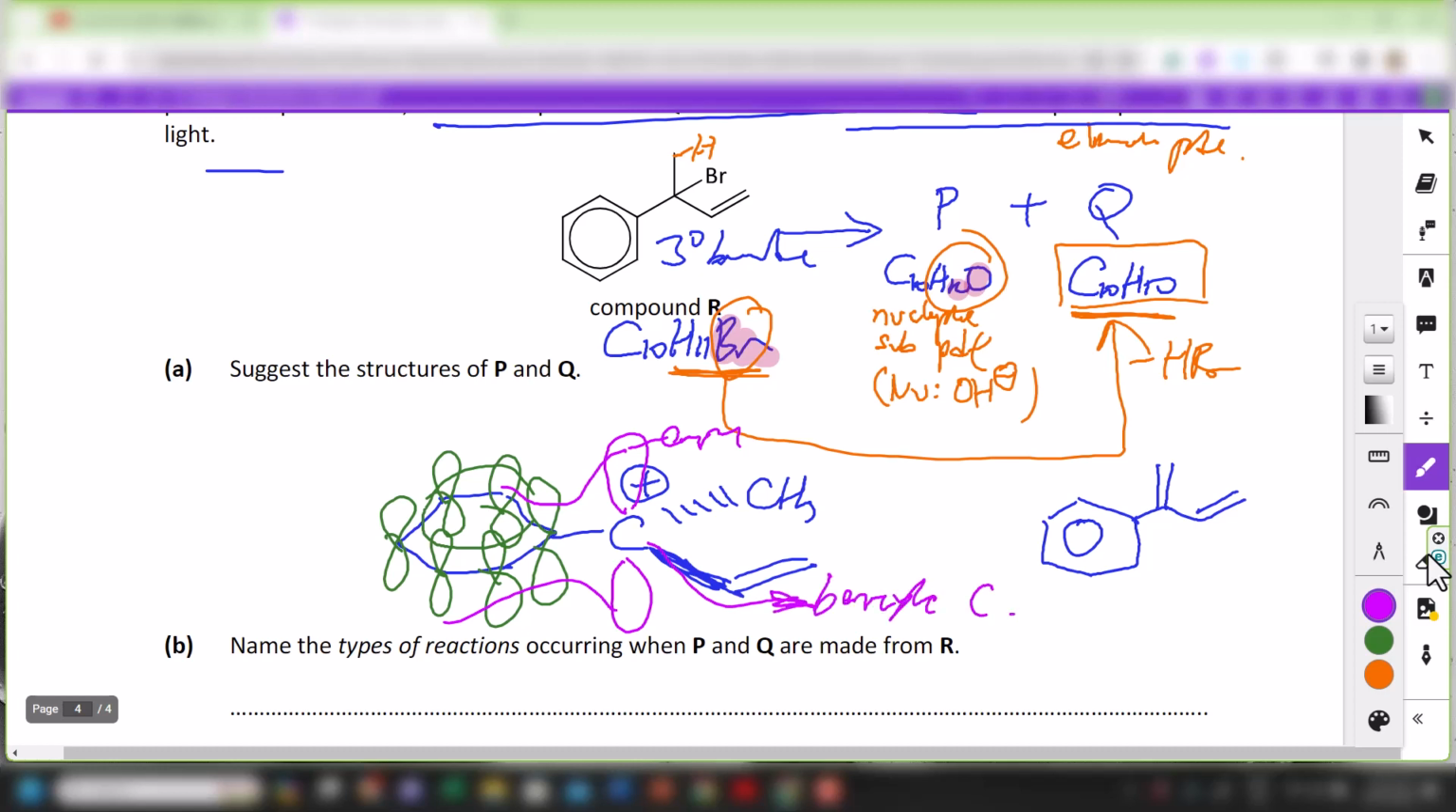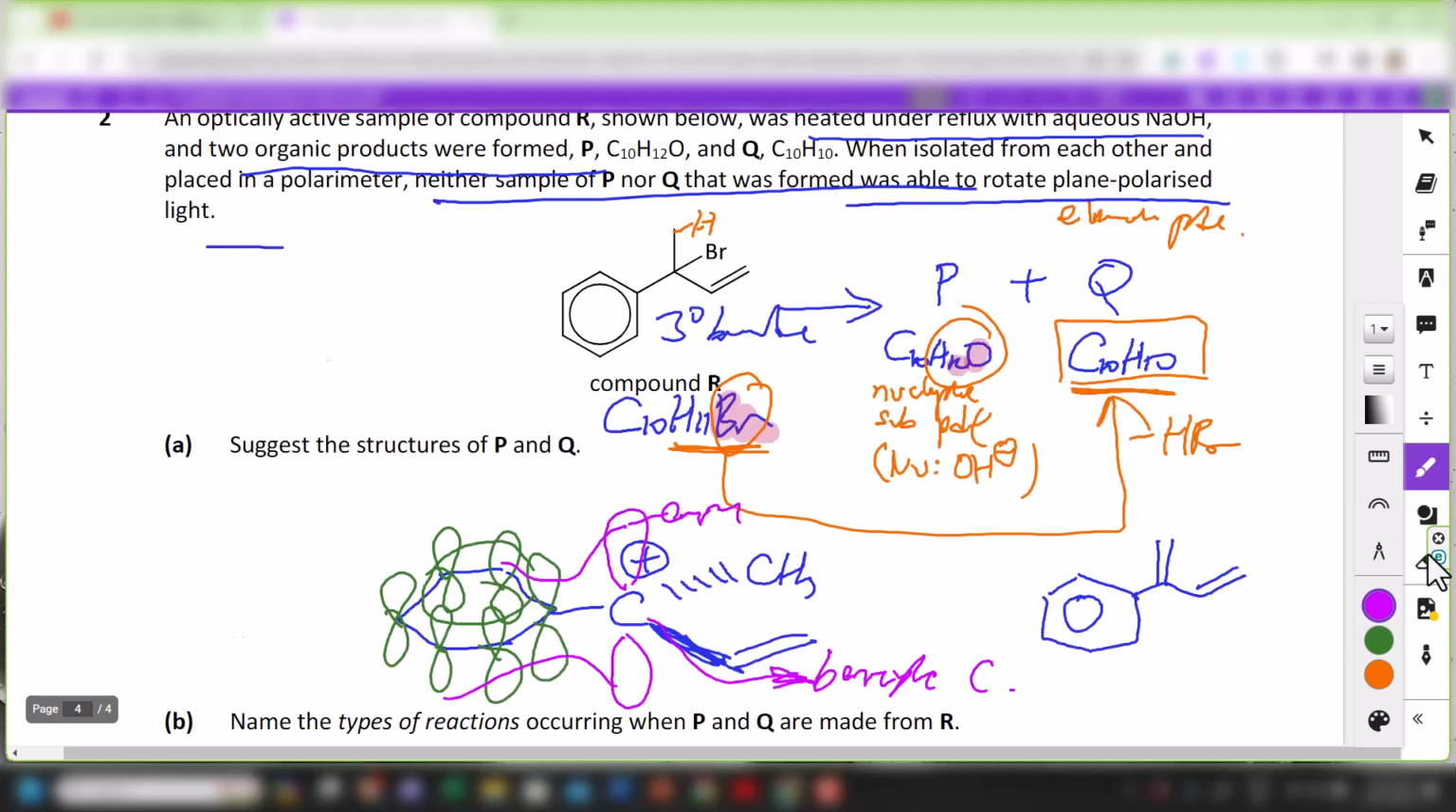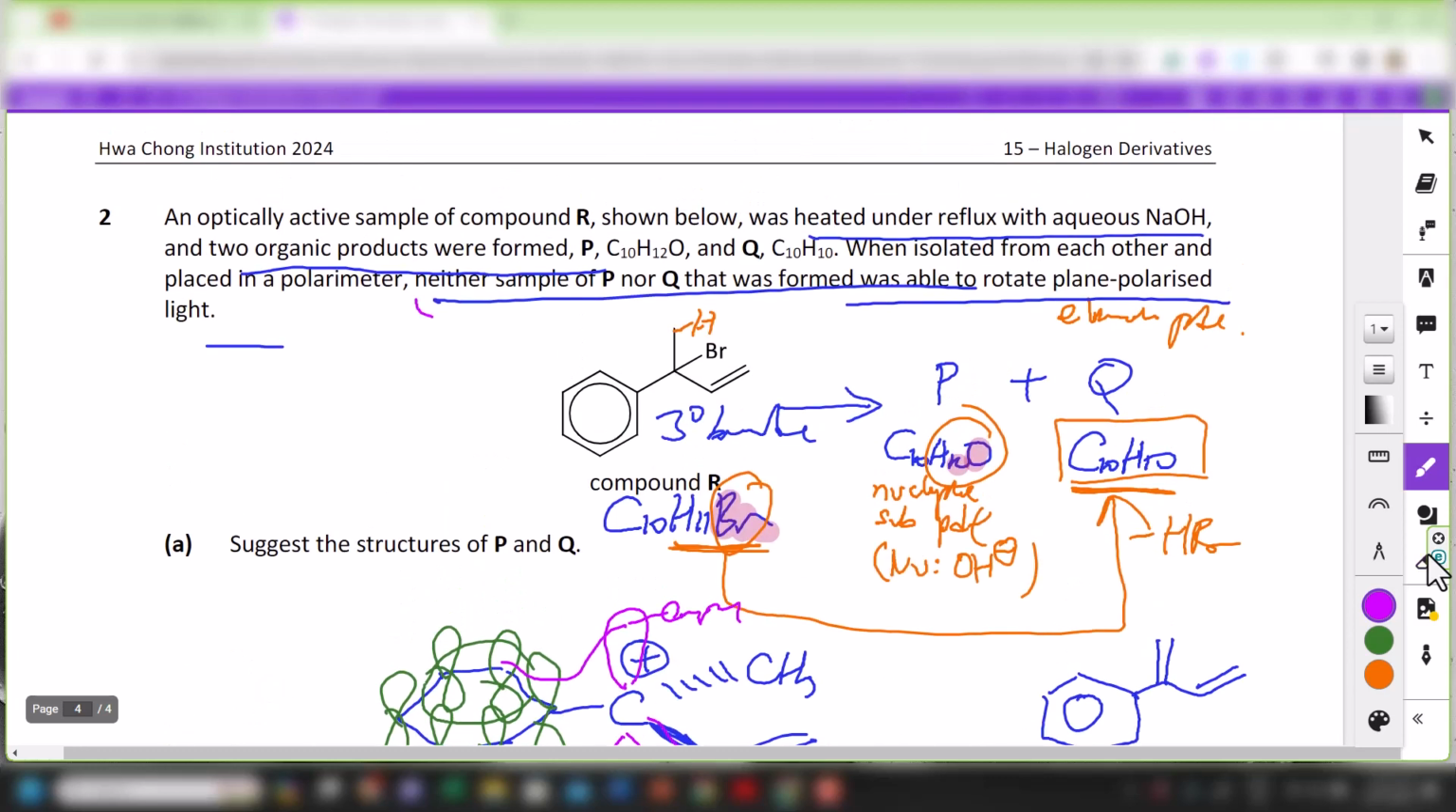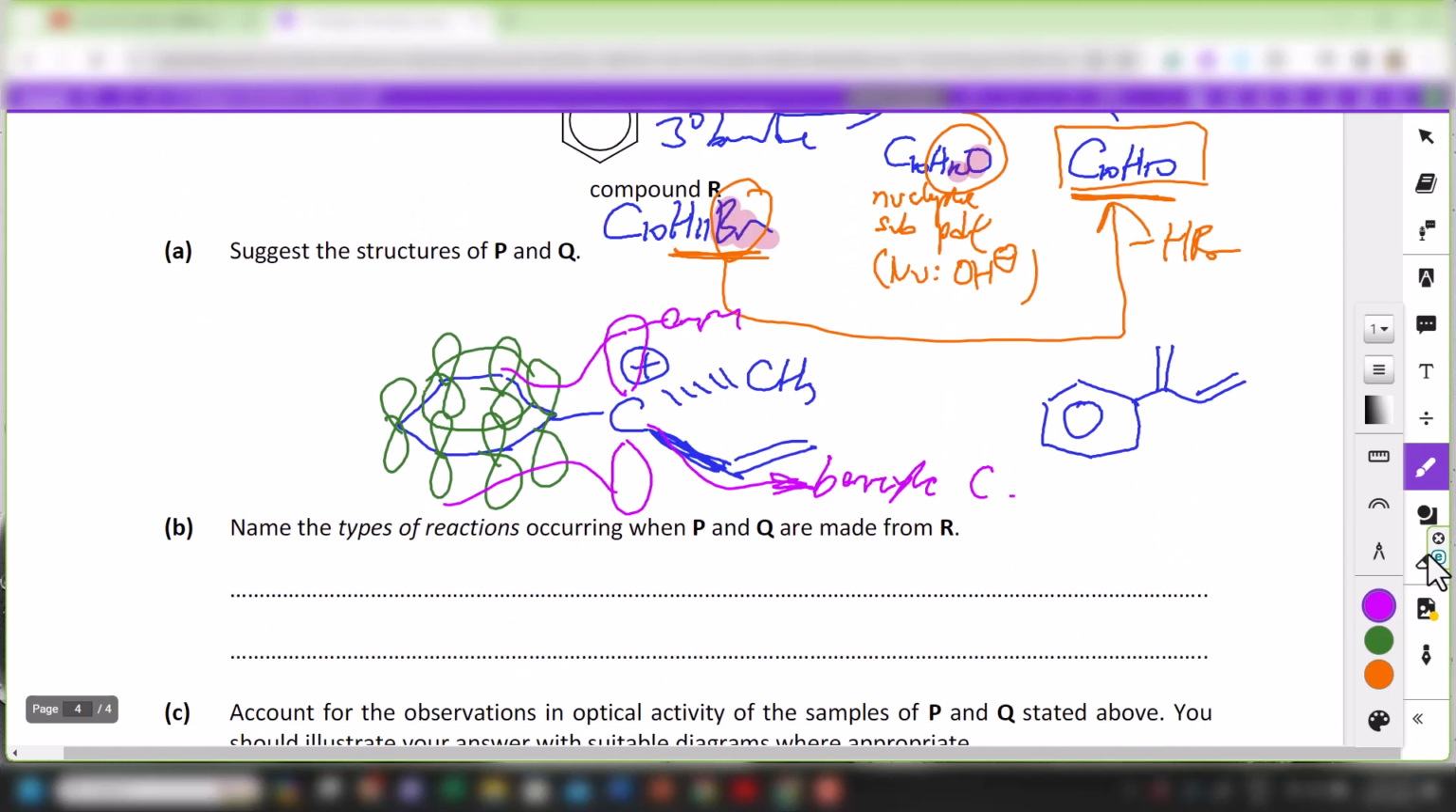So the benzylic carbon is highly stabilized. And because it goes through a carbocation, you can also explain why neither sample of P is able to rotate plane polarized light, because the hydroxide anion approaches it from the top and bottom plane with near equal probability. So I'm going to end up with a racemic mixture.